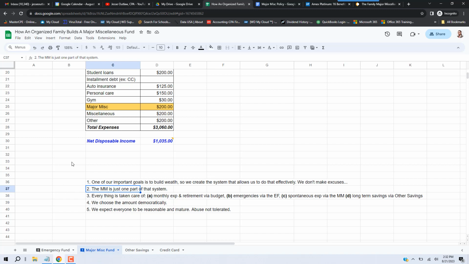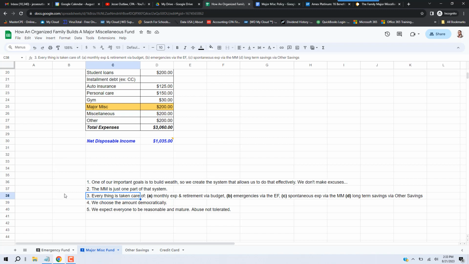So one of our main goals is to build wealth. In order to build wealth, you have to have investment capital. In order to have investment capital, you must save that money from your wages, from your job. And in order to do that consistently, we have to do it systematically. So we require all of our family members to save, right? And this major miscellaneous fund is a part to help us do this.